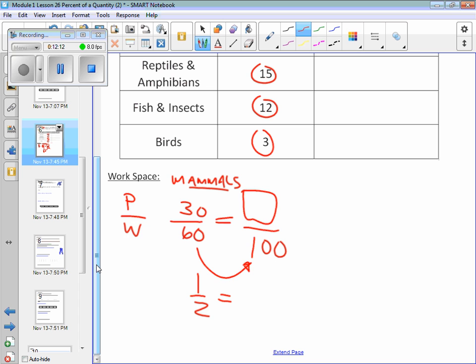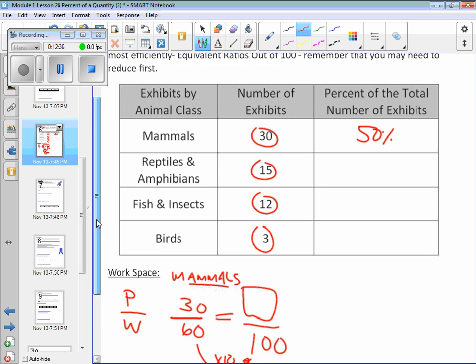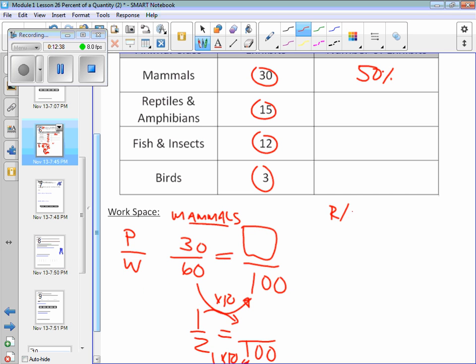But if you didn't know that, you can do it using TRF, realizing that the bottom and the top has a multiplicative value of 50, and you can figure it out that way. So that becomes 50%. I'll do reptiles and amphibians, and then I'm just going to give you the answers for the remaining two. The whole hasn't changed. It's still 60 total animals.